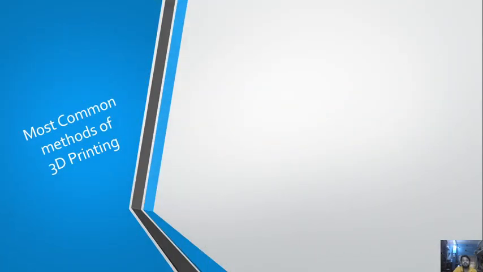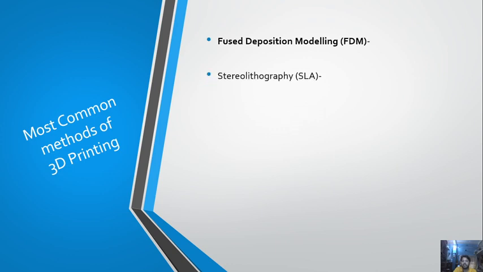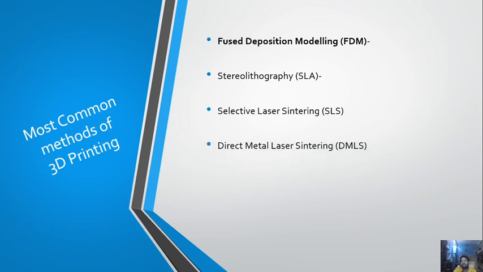So now come the most common methods of 3D printing. There are various methods in case of 3D printing, but the most commonly used in day-to-day work and in industry, there are 5 methods of 3D printing mainly. First one is FDM or fused deposition modeling. Second one is SLA or stereolithography. Third one is selective laser sintering or SLS. Fourth one is direct metal laser sintering or DMLS. And fifth one is polyjet printing or multijet printing, or you can say 3D inkjet printing.